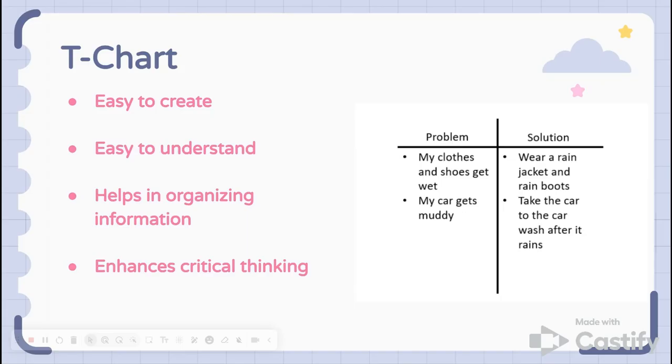T-chart graphic organizers help in organizing information. They make it easier to identify patterns and trends. And finally, T-chart graphic organizers help enhance critical thinking. They help to promote a deeper understanding of the topic being discussed.